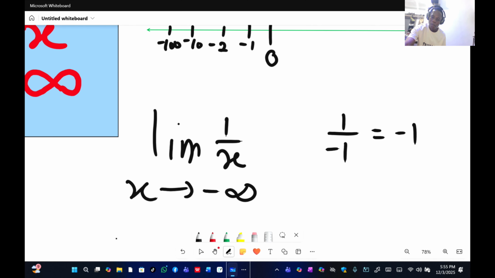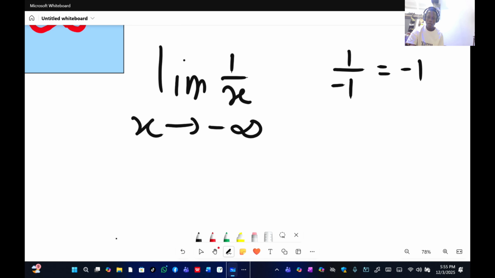If x is negative 2, we are approaching negative infinity, so you pick the numbers in that order. The numbers that you are picking for x should decrease, not increase, because negative 2 is less than negative 1. As you are approaching negative infinity, the numbers that you pick should be getting smaller, closer to negative infinity. So if x is equal to negative 2, you will get negative 0.5.